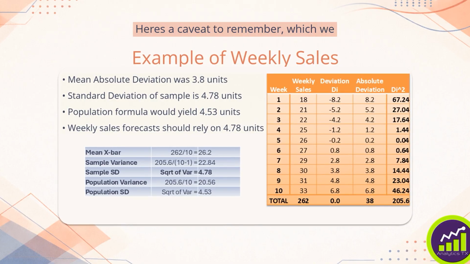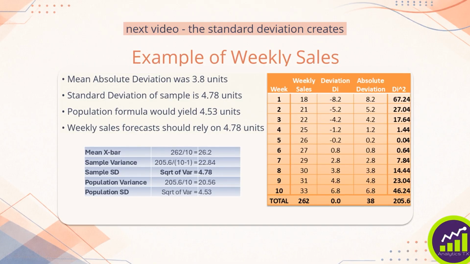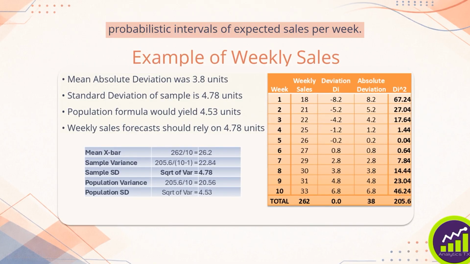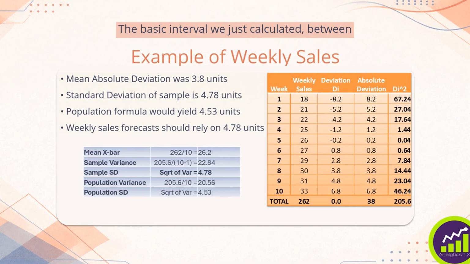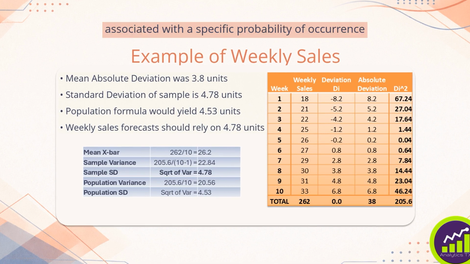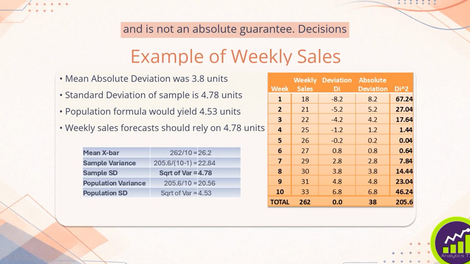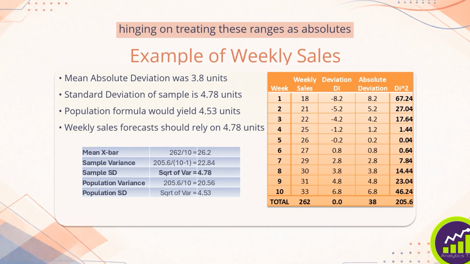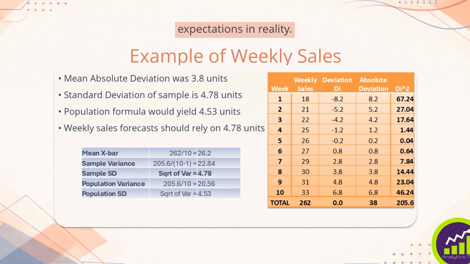Here's a caveat to remember, which we will cover in more detail in the next video. The standard deviation creates probabilistic intervals of expected sales per week. The basic interval we just calculated, between 21 and 31 units per week, is associated with a specific probability of occurrence and is not an absolute guarantee. Decisions hinging on treating these ranges as absolutes are often erroneous and lead to unmet expectations in reality.